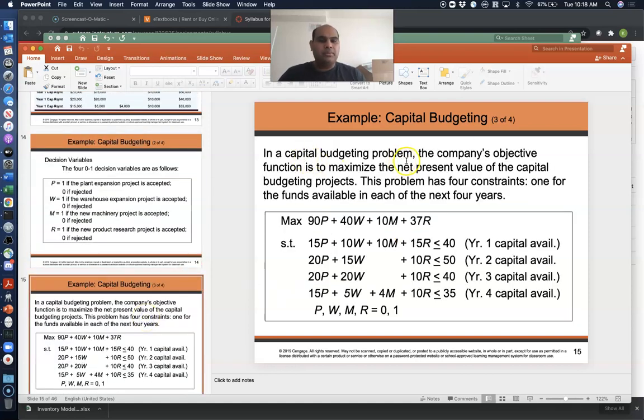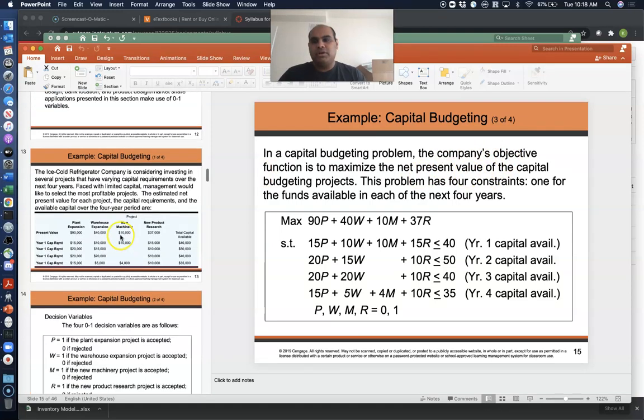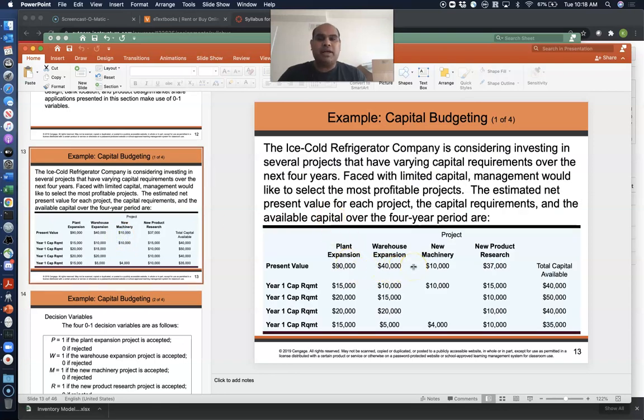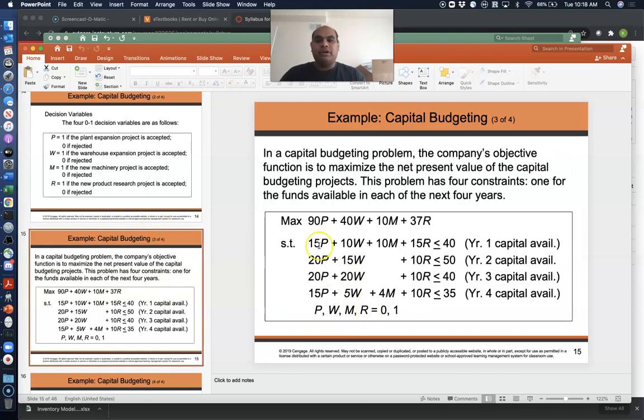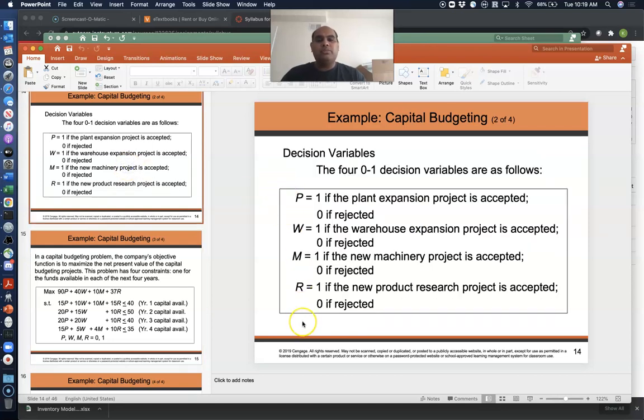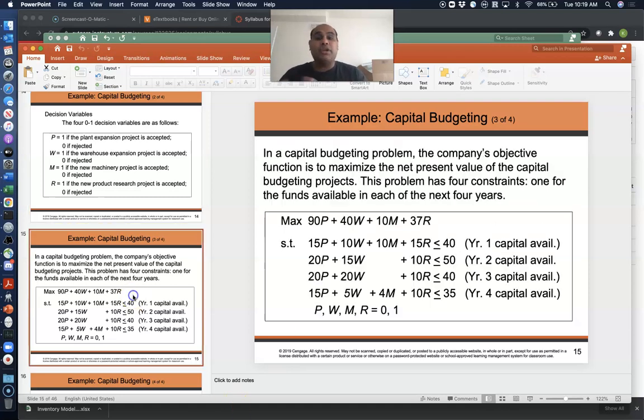In the capital budgeting problem, the company's objective is to maximize the net present value of the projects. These net present values are the values of profits that you can expect over the next 4 to 5 years. So the objective is to maximize the total profit that you earn: 90,000 times P plus 40,000 times W plus 10,000 times M plus 30,000 times R, right? Those are the 4 decision variables. Again, remember, these are just zeros and ones. Zero if you don't pick the project, 1 if you pick it. Some of these could be zeros, some could be ones, and we'll see where we end up.